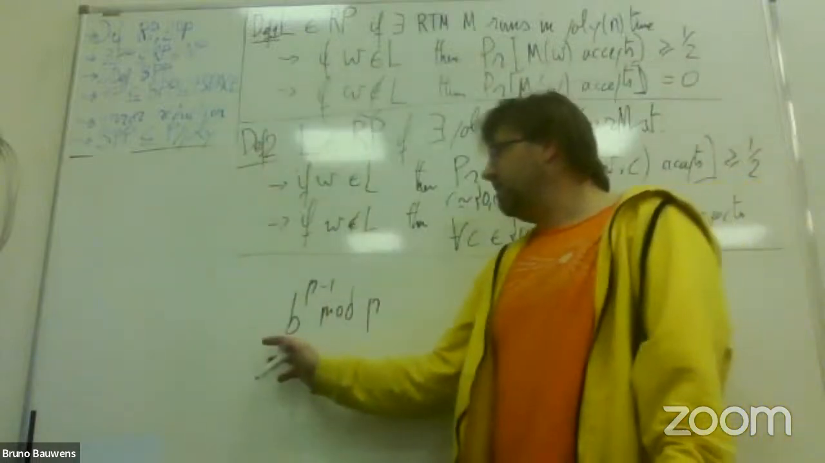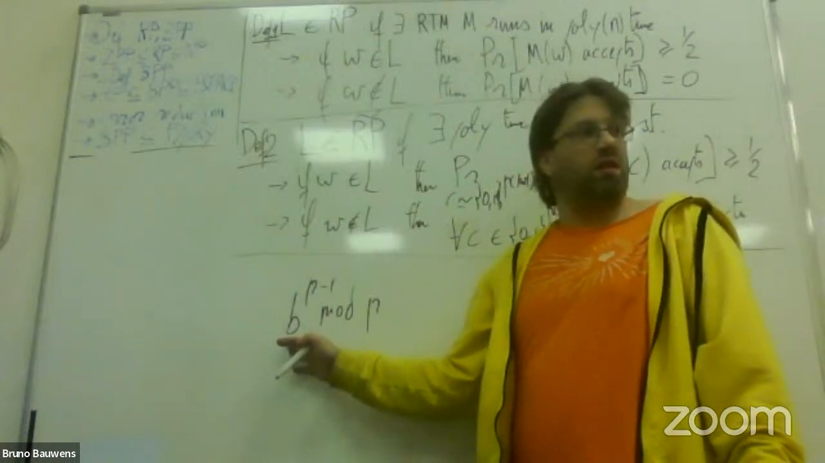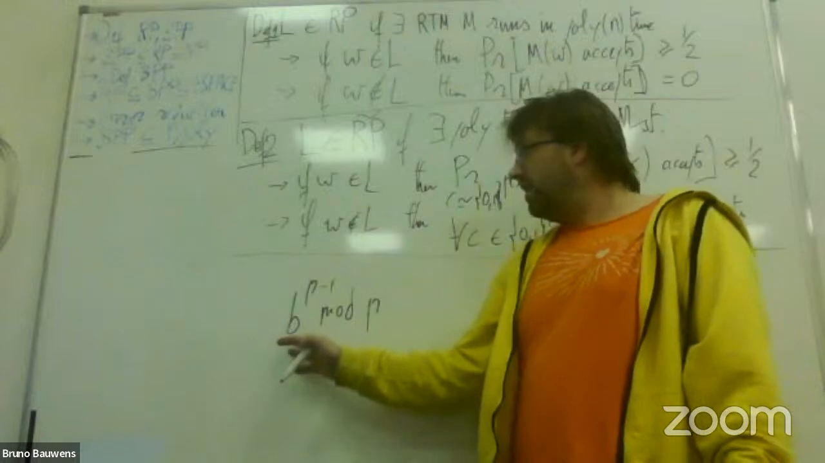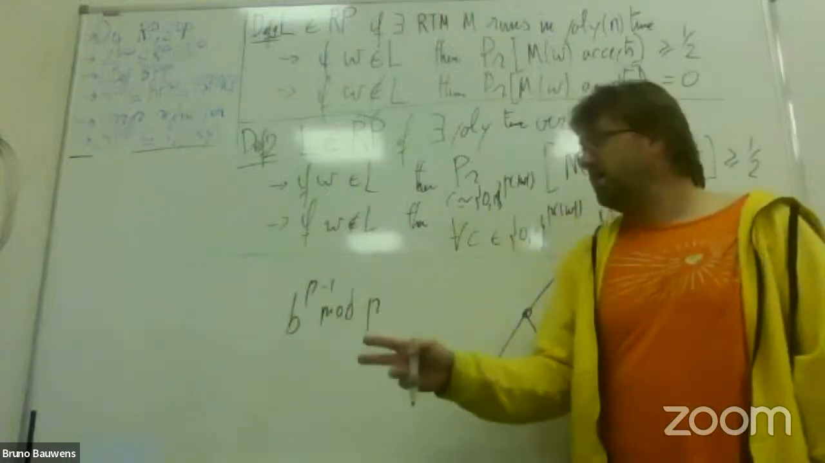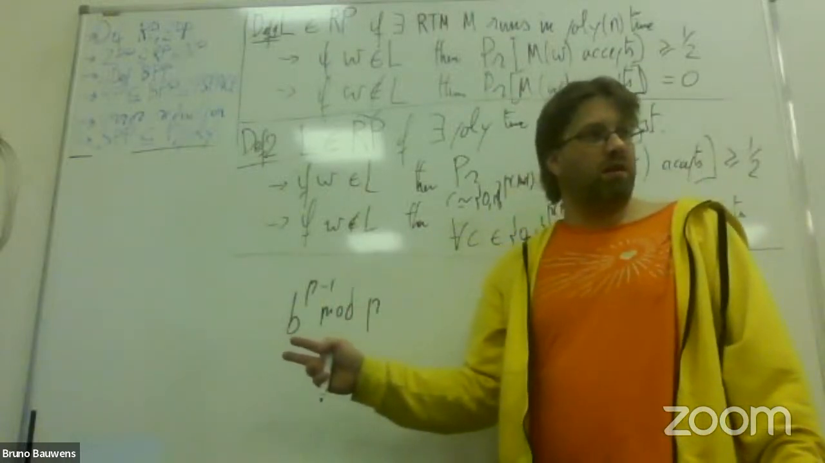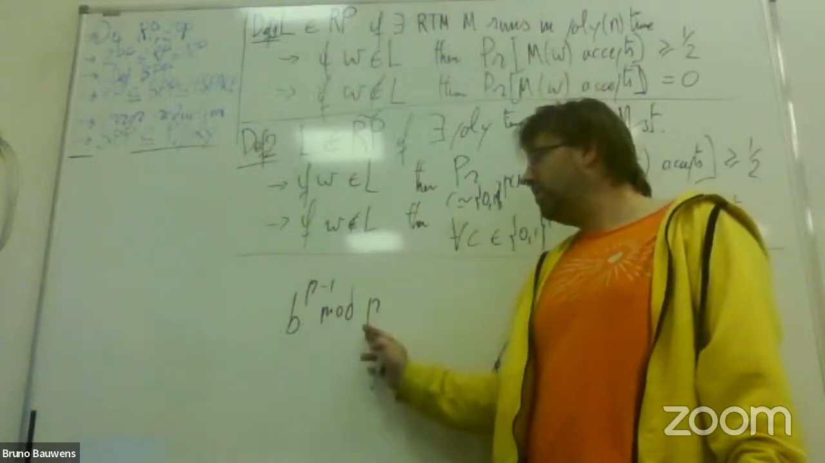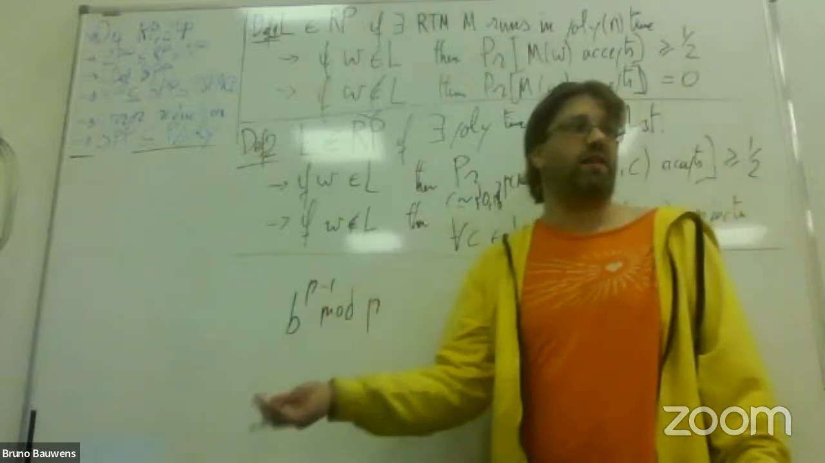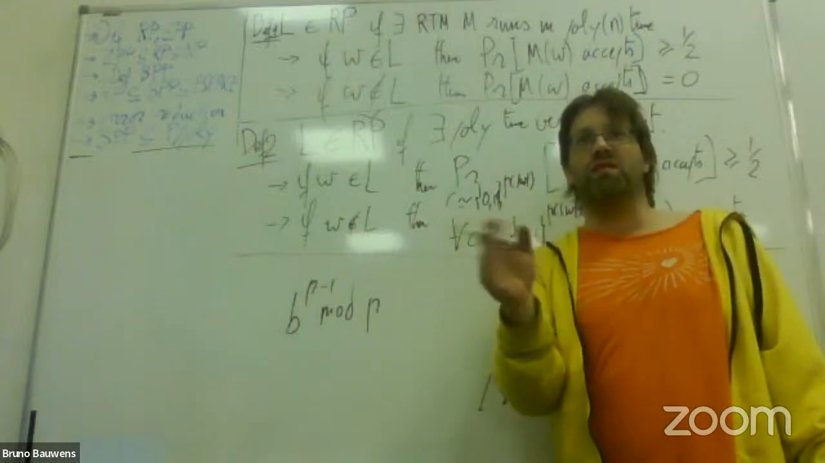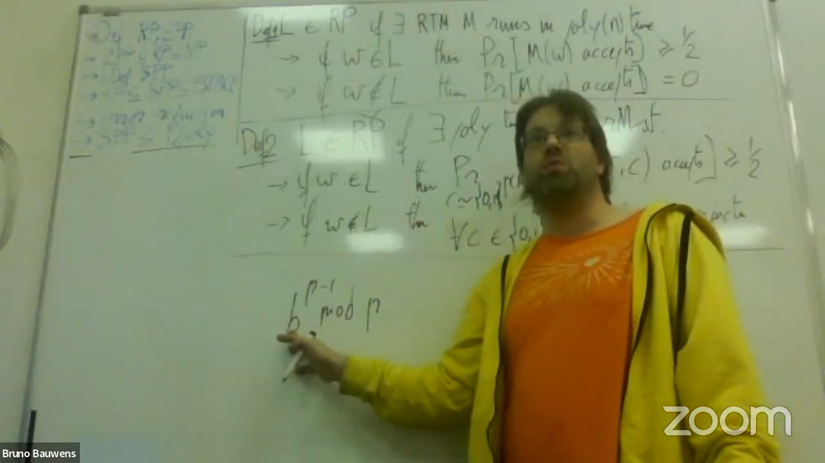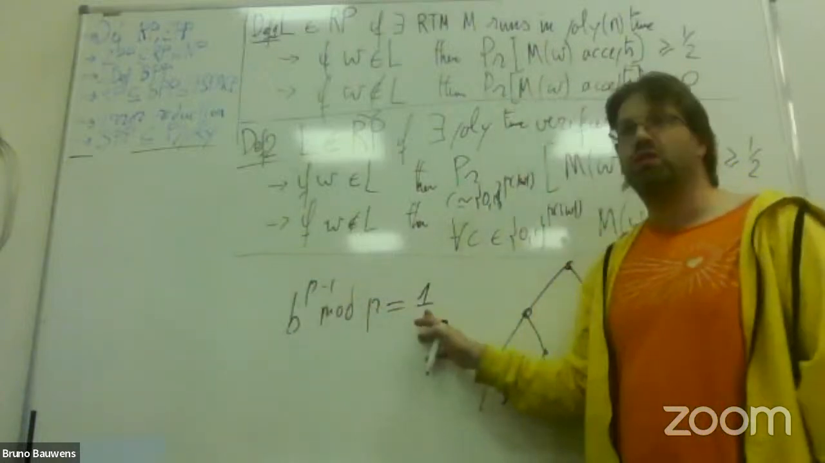B is a random number of a certain size, between 2 and P or so, and it's proven that it should be coprime with P. So it is a random number in a certain set, and from number theory, for those who follow it, they know that half of the B's are of the good type. So if P is prime, this is equal to 1.